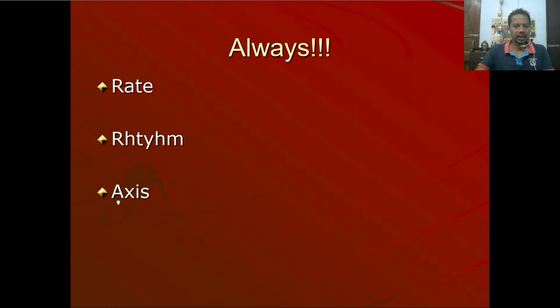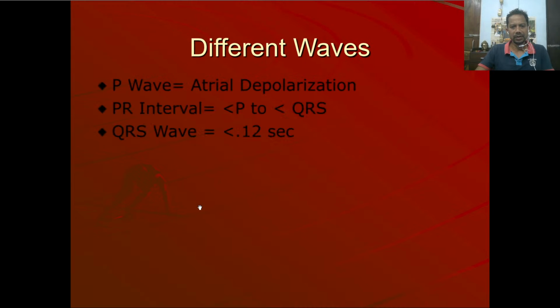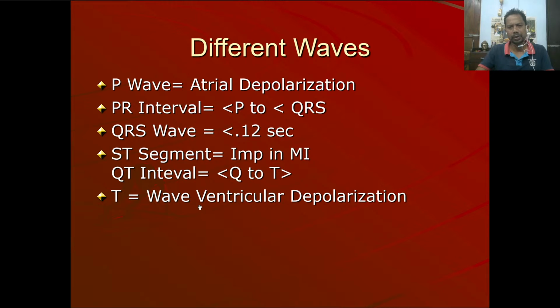Then the next important thing is axis. Axis is very important, and we'll come back to the same circle again later on. For axis, you have to see whether it is a normal axis, a left axis deviation, a right axis deviation, or whether it is an extreme RAD or an extreme LAD. So I will come to that circle again. We'll just go through this slide.